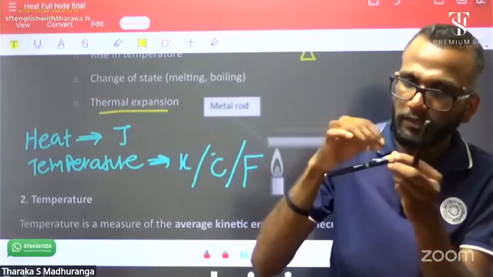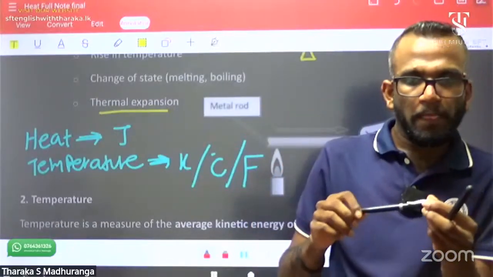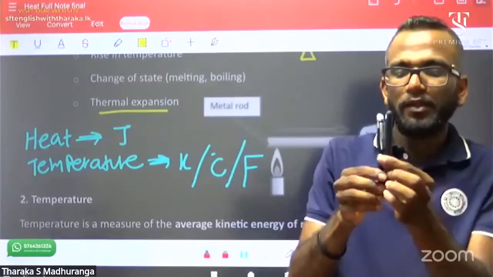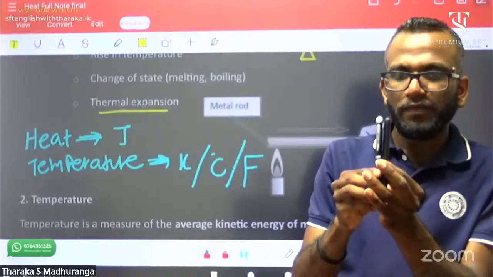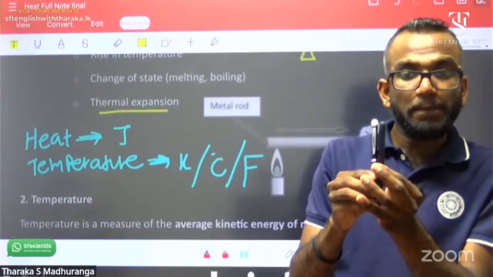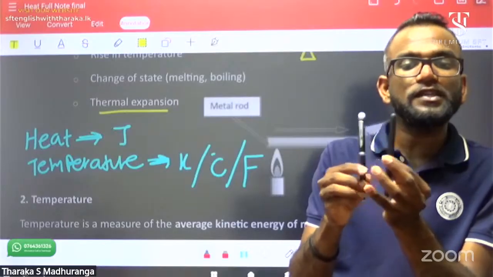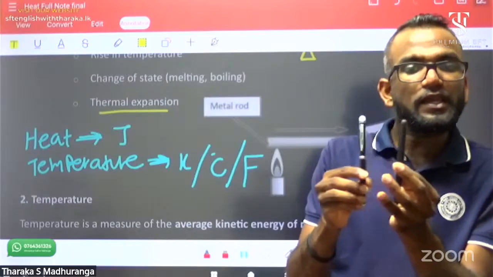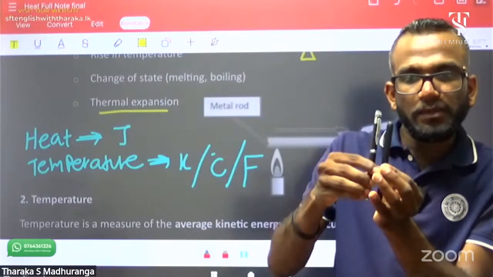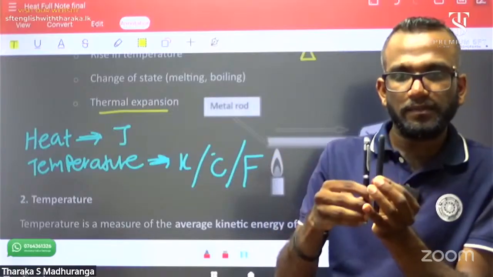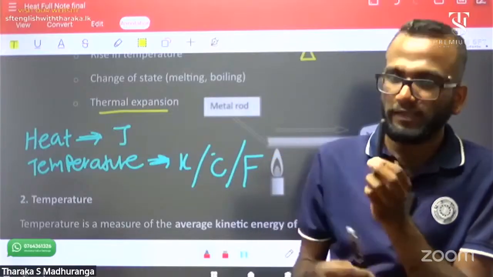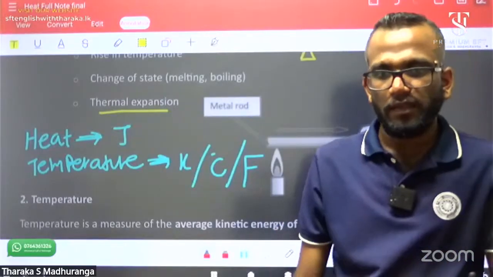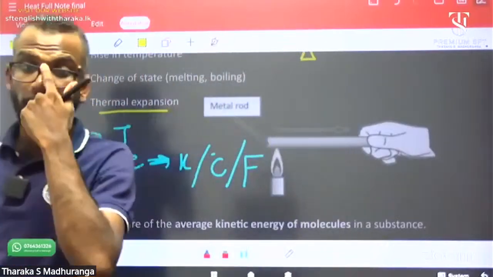With their vibration, what happened? They freely vibrate. But with temperature increase, their vibrations increase. When the vibration increases, what happened? The intermolecular space increases. Intermolecular space means the space between two molecules. The space between two molecules increases.